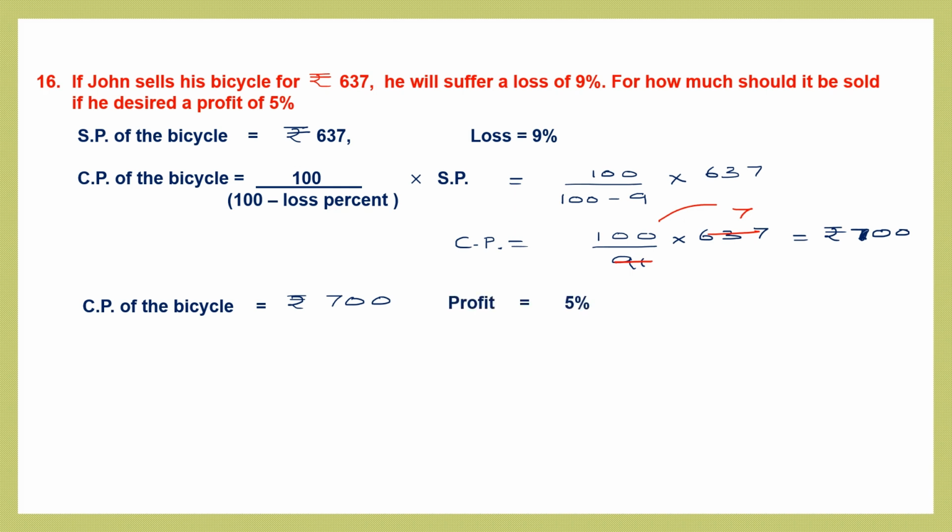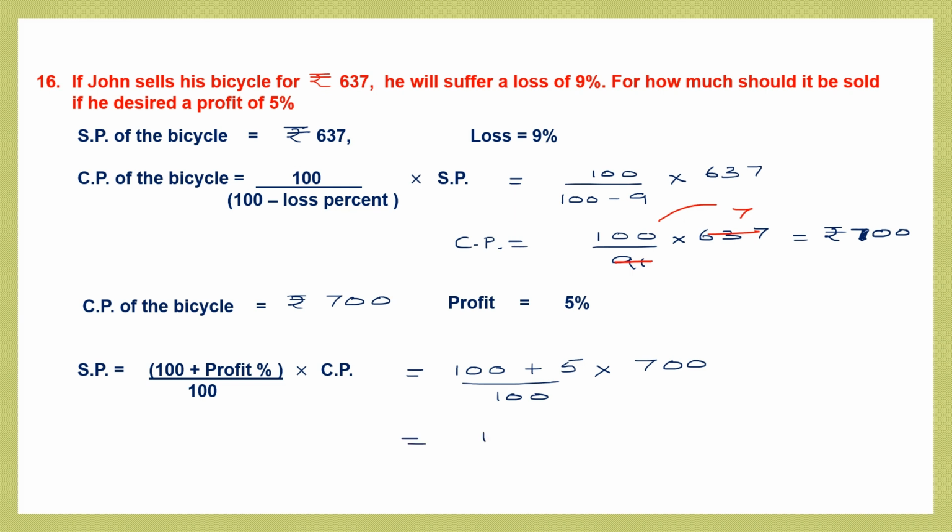Then the profit is 5% that is given to us. The profit that he desires is 5%. So now to find the selling price, we can use the formula 100 plus profit percent divided by 100 into cost price. So 100 plus profit percent, which is 5%, divided by 100 into the cost price, and cost price is 700. So this is 105 divided by 100 into 700.